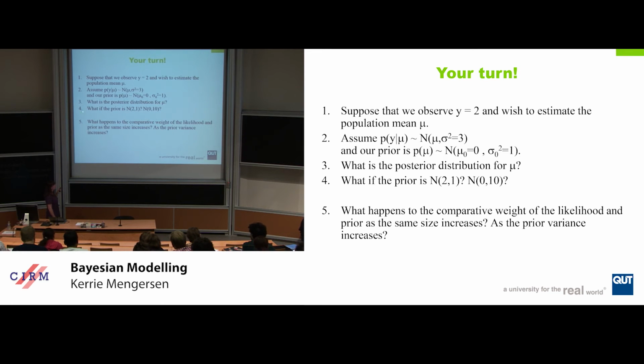Don't worry about 4 unless you get to it. But just write down, we've got y equals 2. We have y given mu is normal with mean mu and sigma squared equals 3. And our prior is a normal 0, 1. Okay, got that?